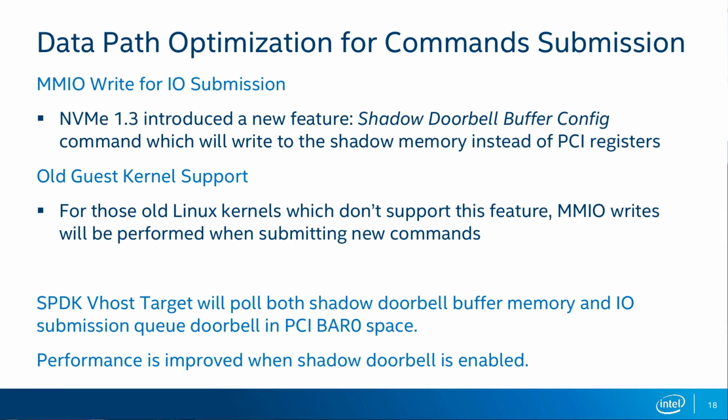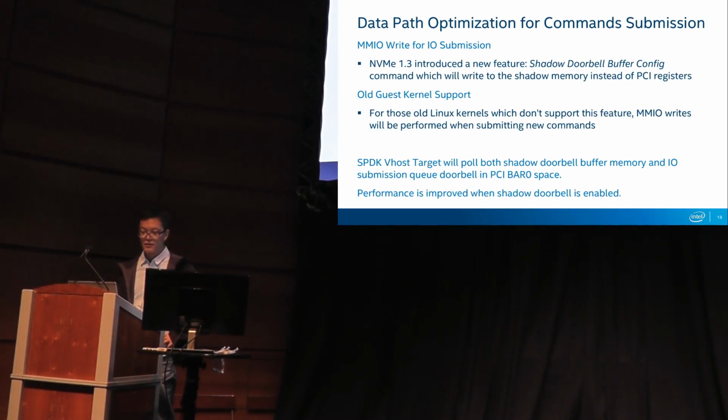So let's see one data path optimization for the IO command submission. NVMe 1.3 introduced a new feature we call shadow doorbell buffer config. With this feature, when submitting a command, the guest will not write the PCI registers. It will write into the shadow doorbell instead of the PCI registers. This feature is enabled from Linux 4.12.